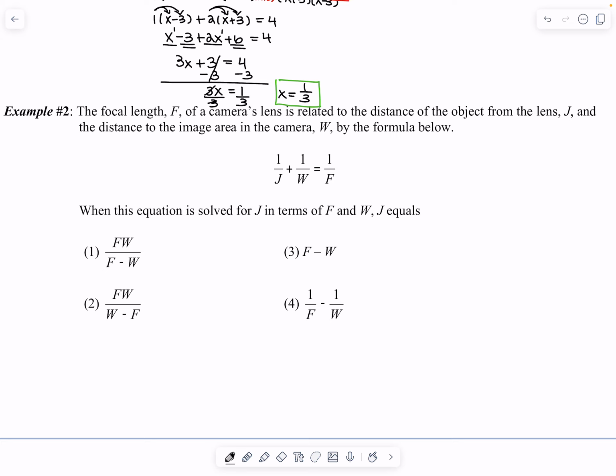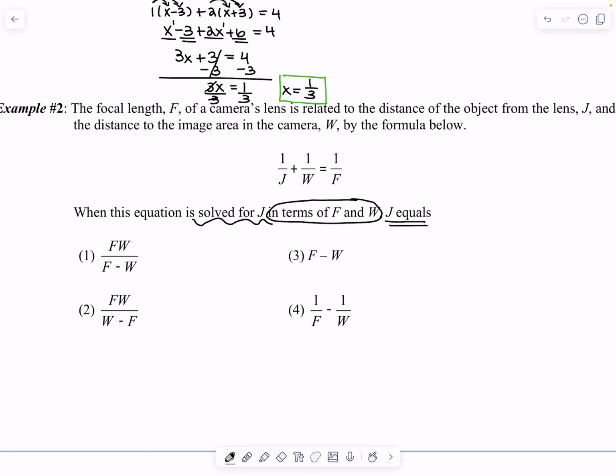The focal length F of a camera's lens is related to the distance of the object from the lens, J, and the distance to the image area in the camera, W, by the formula below. So we have 1 over J plus 1 over W equals 1 over F. When this equation is solved for J in terms of F and W, all that means is we want to solve for J, and in our equation, F and W will be somewhere in there, right? That's all that means. I don't know exactly at this point what they'll look like, but that's what that means. They want us to solve for J.